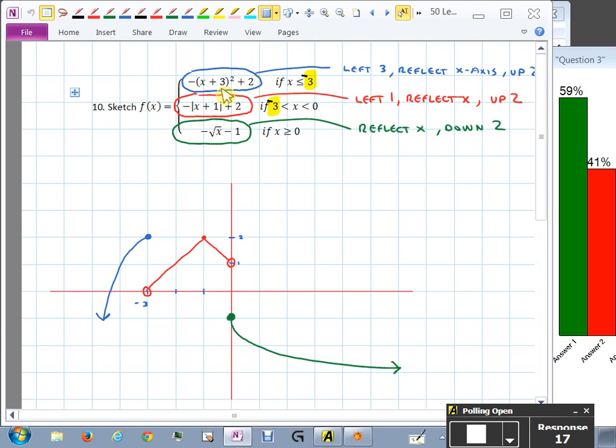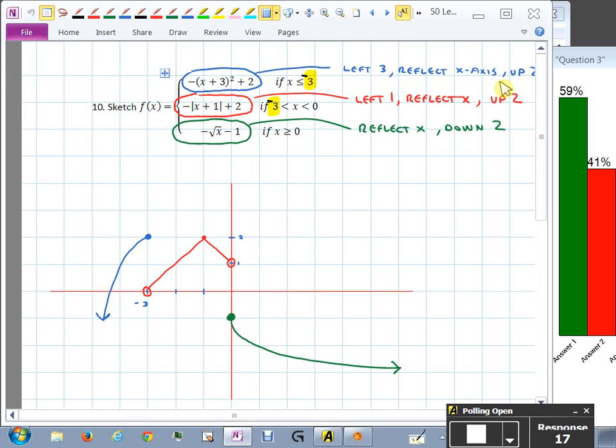That's right. The very bottom one is down 1, down 2. This is left 3, right? Opposite of what you think because it's inside with the x. So that's left 3, order of operations. Now reflection over the x-axis, and then move the whole thing up 2.